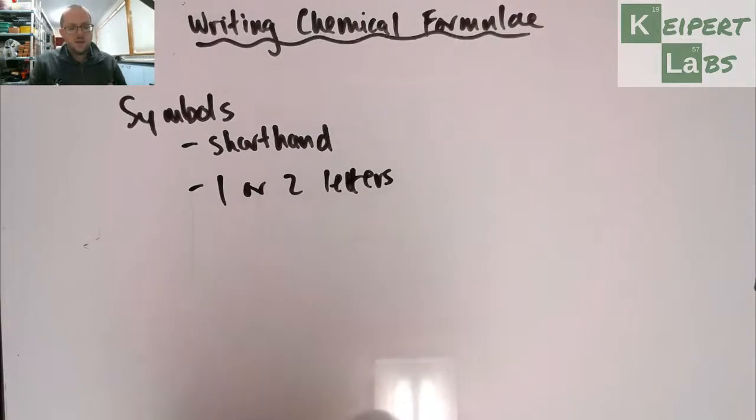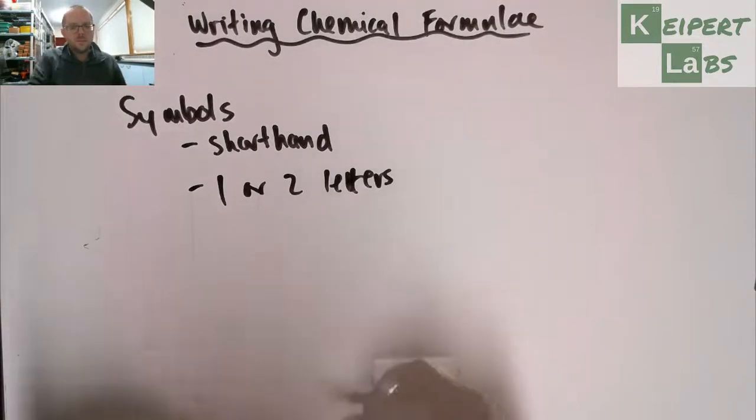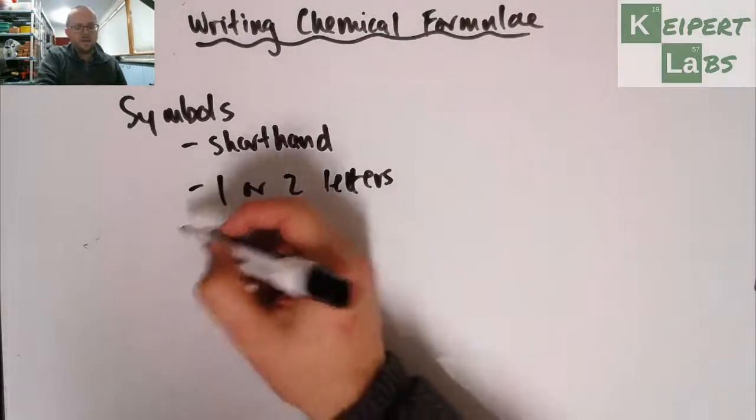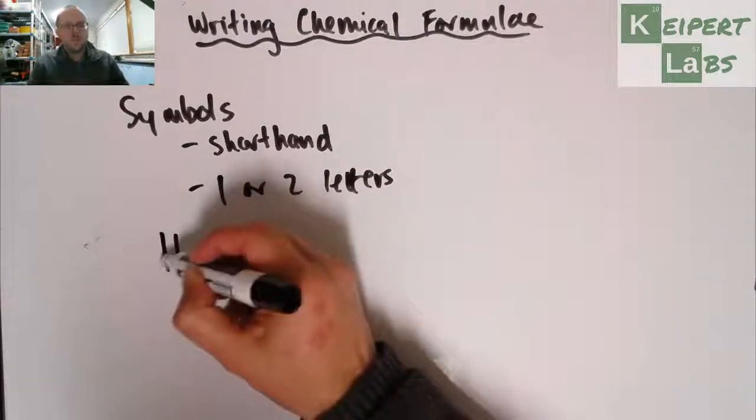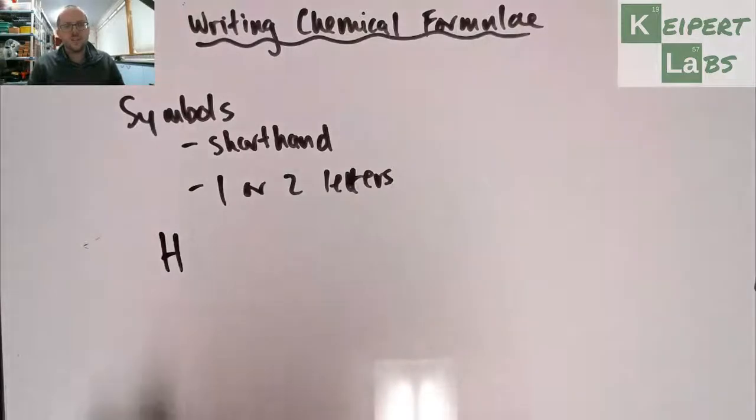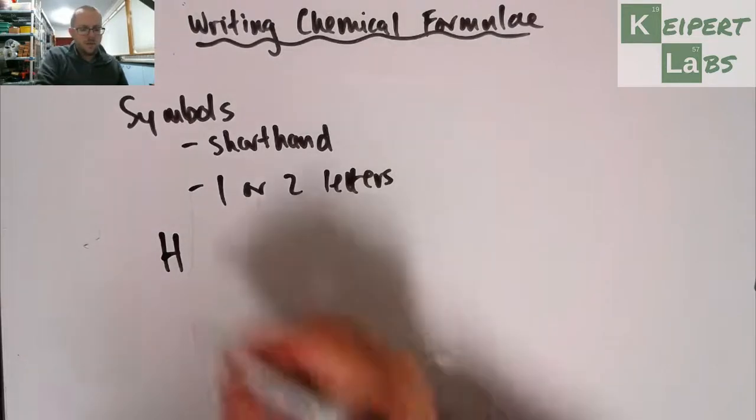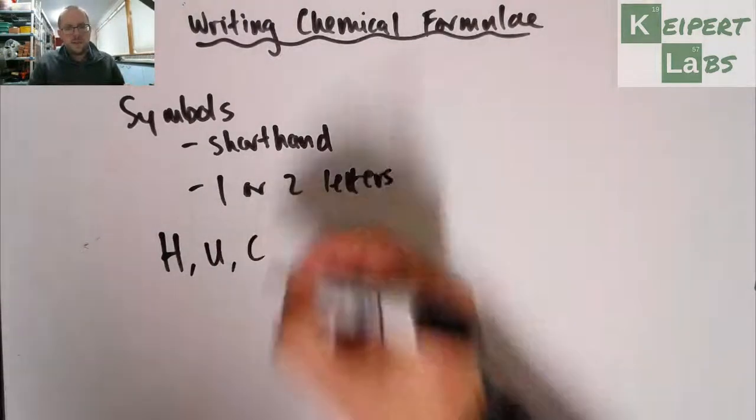Now we've got some symbols that are just one letter, which is the start. So these are some examples I'll go through. Just the first letter of their name. So H for hydrogen, U for uranium, C for carbon. Okay, so first letter.